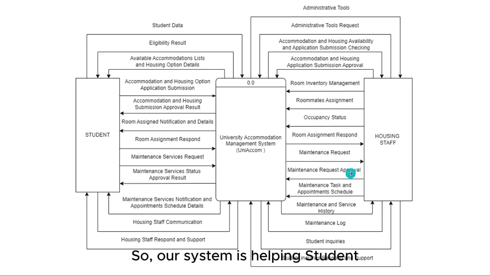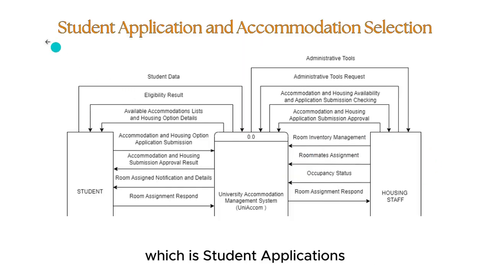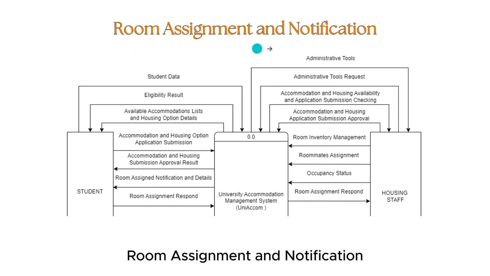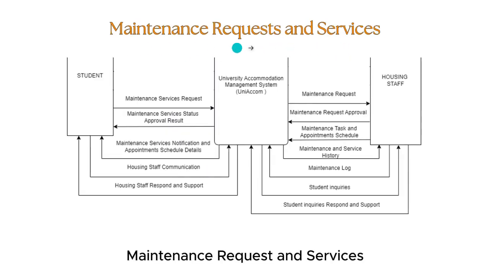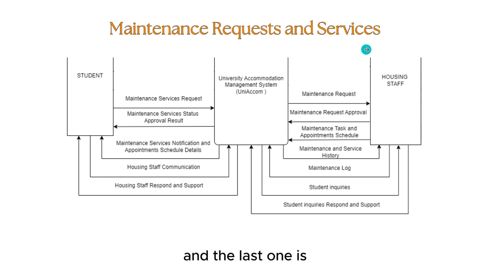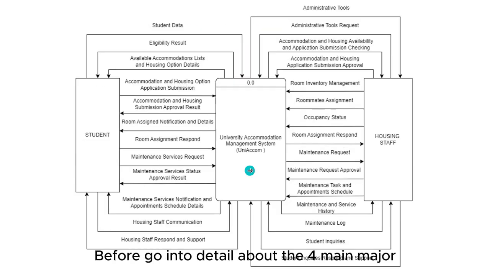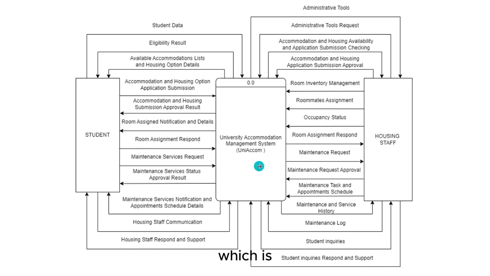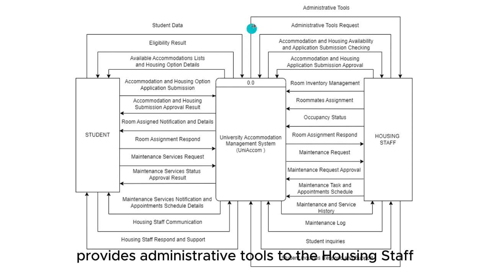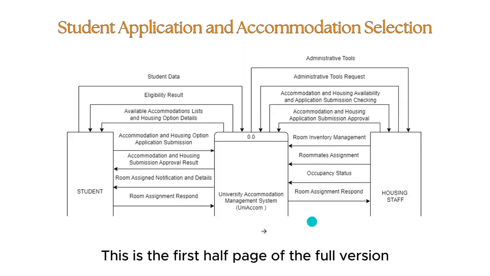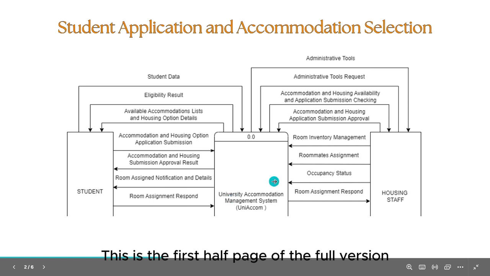So, our system is helping students and housing staff to manage four main majors, which are student application and accommodation selection, room assignment and notification, maintenance request and service, and the last one is communication and support. Before going into detail about the four main majors just now, our system also provides an additional function, which is administrative tools for the housing staff when they send requests to the system. This is the first half page of the full version just now.